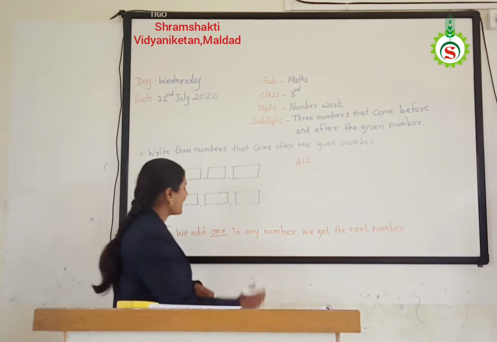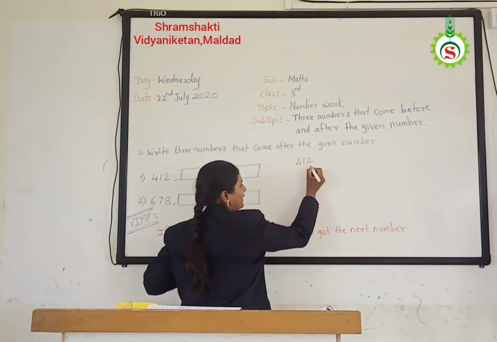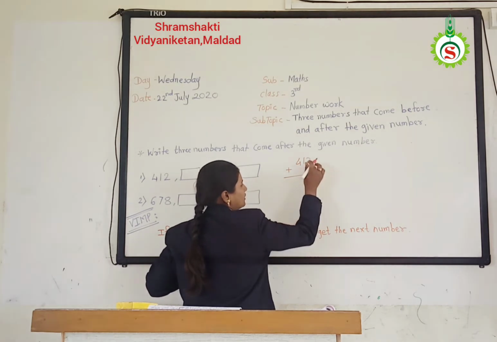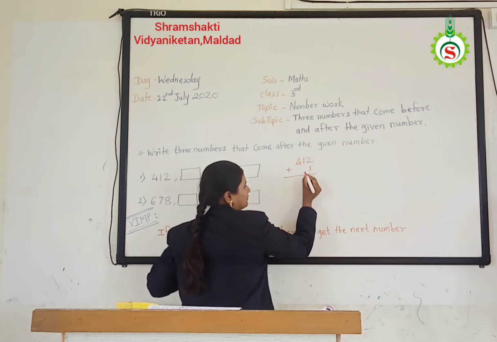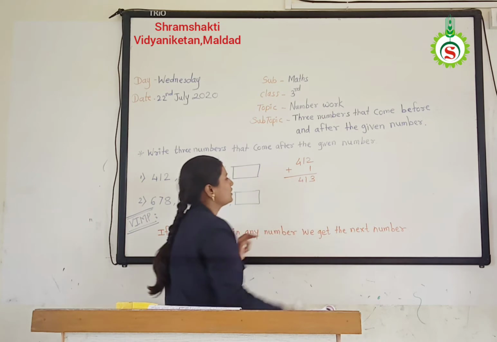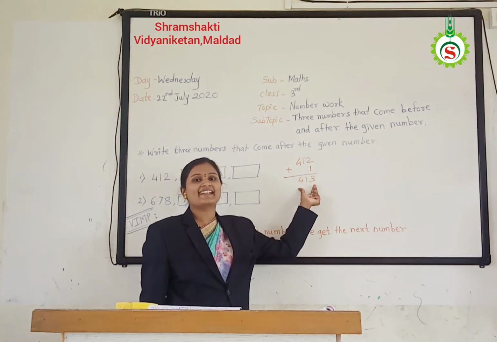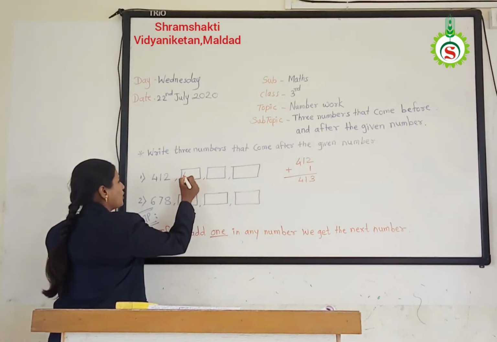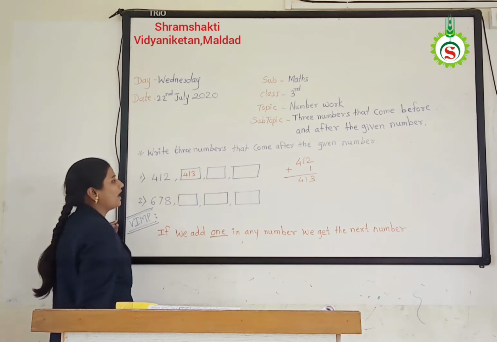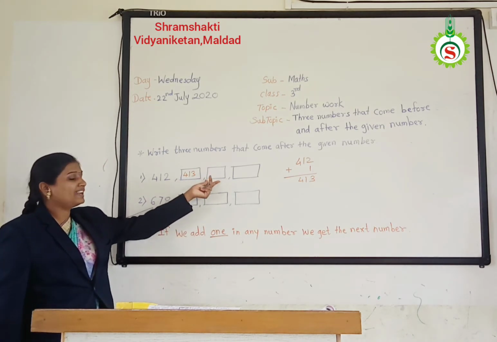412. Add 1, that's why I add 1. 2 plus 1, 3. Then 1 and 4. Which number do we get? 430. Write down here 430. Again, we find the next number.